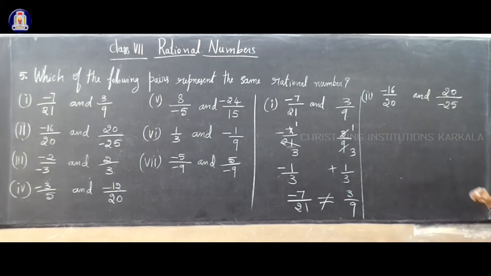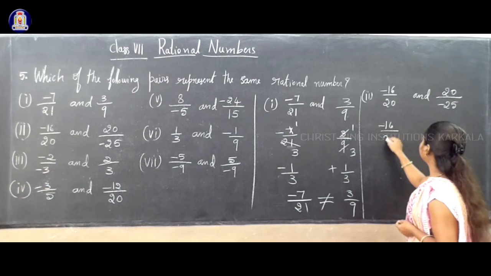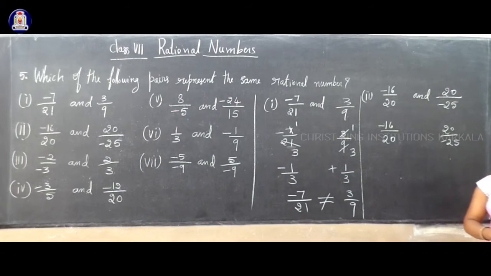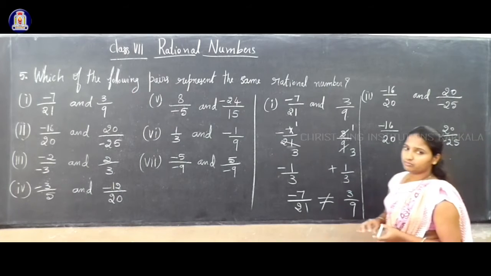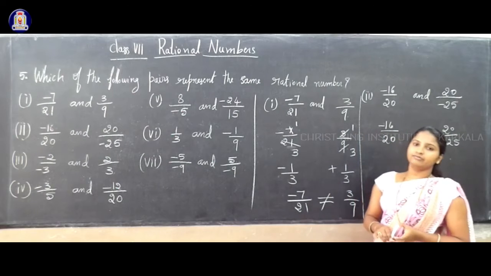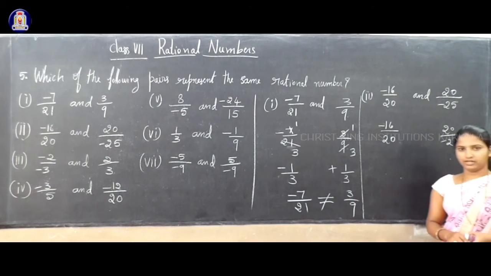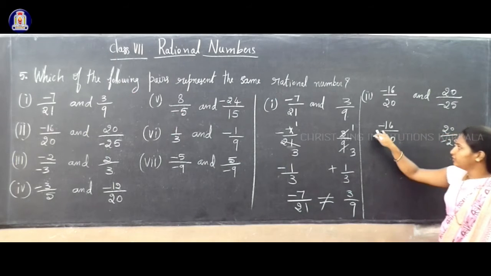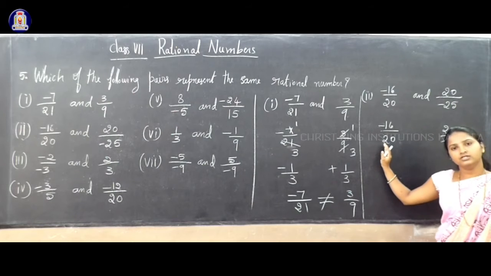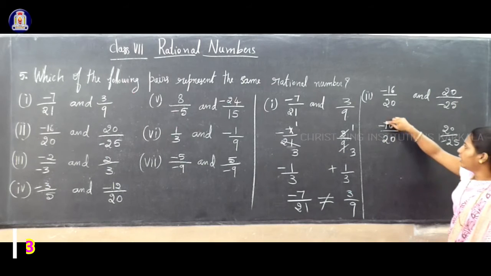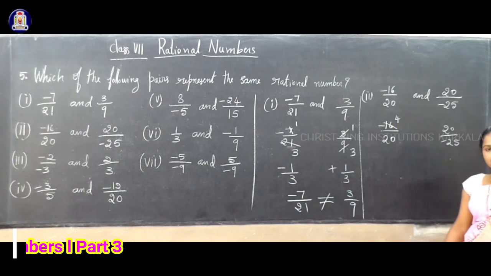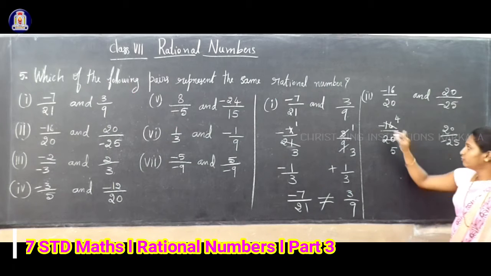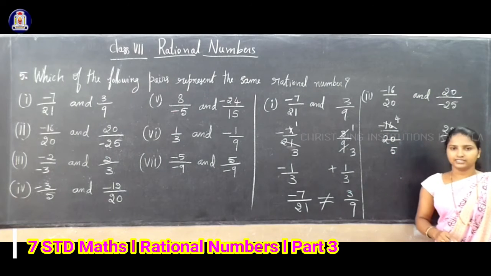So if you simplify, you get 16 by 20 and 20 by minus 25. So 16 and 20. Now see the numerator and denominator terms, whether these numbers are divisible by the same table. Yes, 16 and 20 are divisible by the 4 table, isn't it? 4 divides 16, 4 also divides 20. So simplify. 4 4s are 16 and 4 5s are 20. Is it correct? The 4 table divides both numerator and denominator.